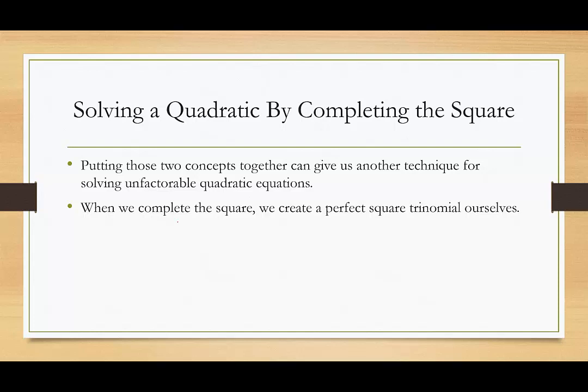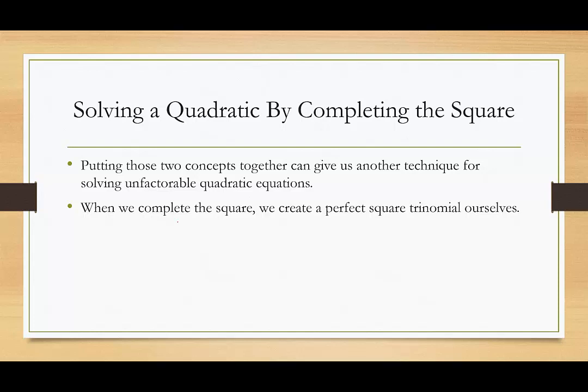For solving by completing the square, we're going to put those two concepts together, and we generally only use completing the square as a last resort if a quadratic equation is unfactorable. If it's factorable, factor it. I know factoring might not be our favorite thing, but it turns out that of all of the methods for solving quadratic equations, that is the nicest one. So if it's factorable, factor it. Otherwise, you can complete the square or you can use the quadratic formula.